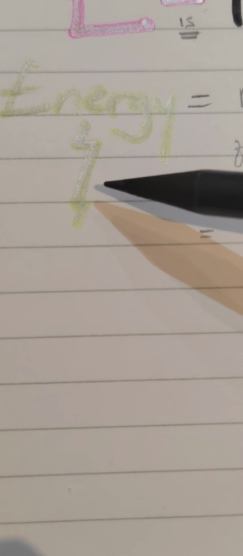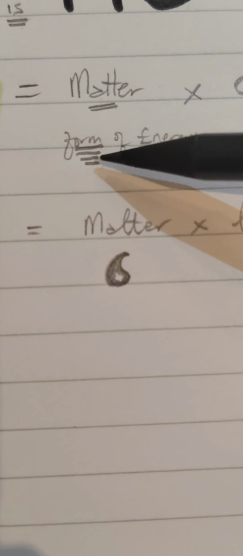But when we replace the M with matter, because that's what we see energy as here in our common sense life experience, matter is a form of energy. Yeah, it's right there. The C is light.